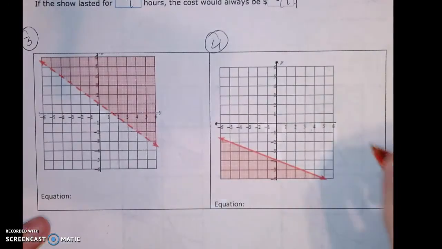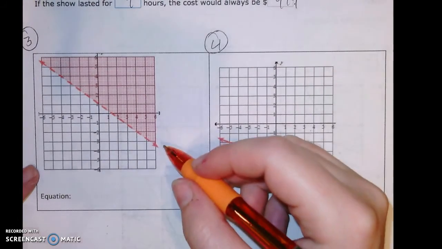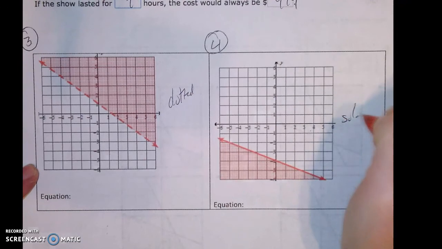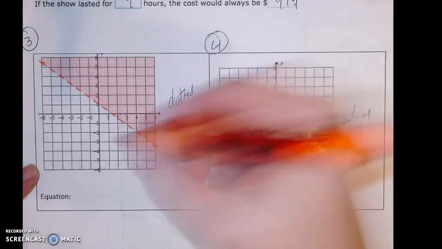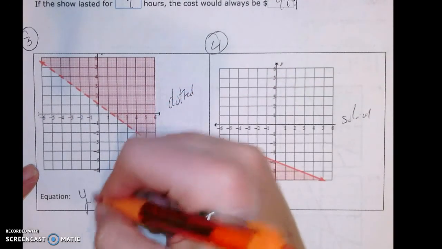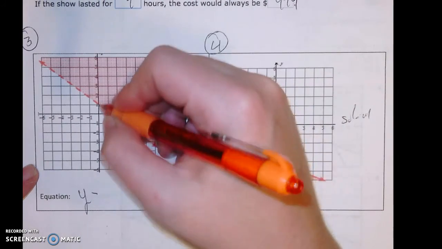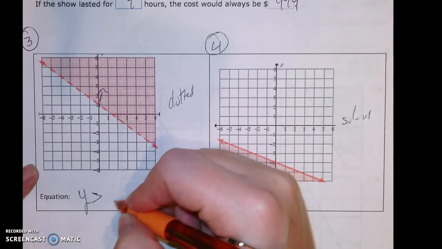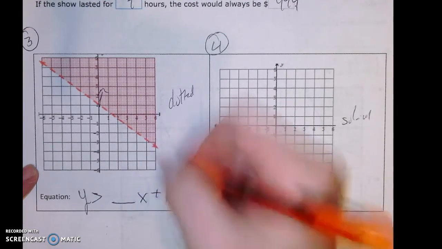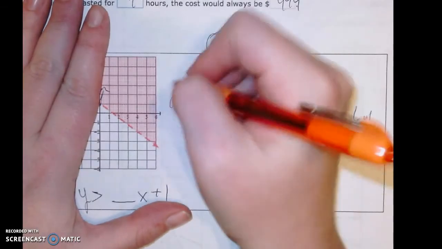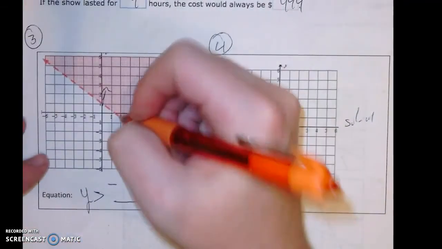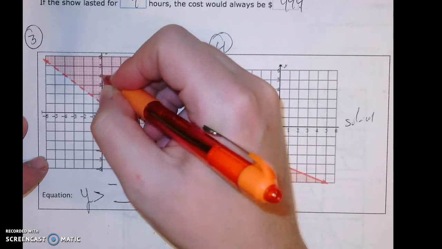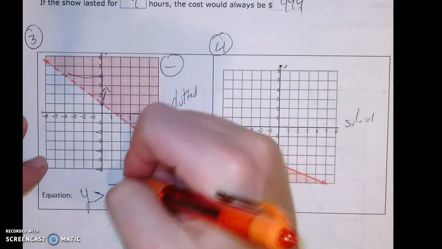When we're looking at these lines, we're looking at solid or dotted. So right here, this is dotted, this is solid. So that's important. First, I'm going to find the equation. y is greater than, it's dotted, so it's not equal to. Like x plus 1, I'm going to find the slope. It's negative. And I'm going 1, 2, 3 over 4, so negative 3/4 x.